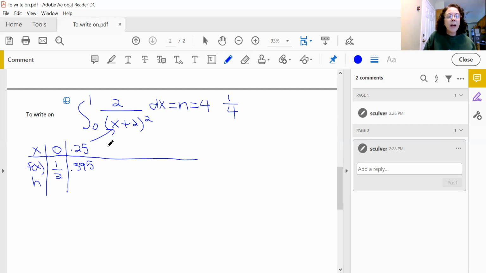So it's not too bad. Now we are at 0.5. Okay, so now I'm going to put a 0.5 in. So that is 2 divided by 2.5 squared. And that would be 0.32. There we go. 0.75. Let's put that in right into the function to get the height, the function value. About 0.264.